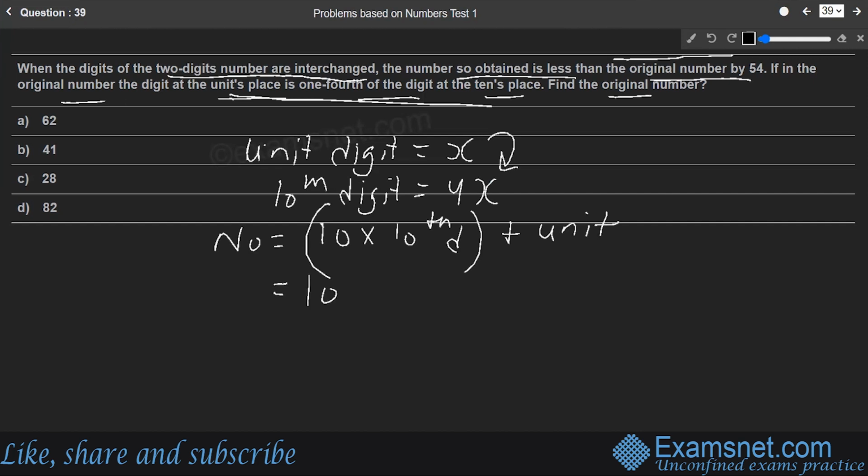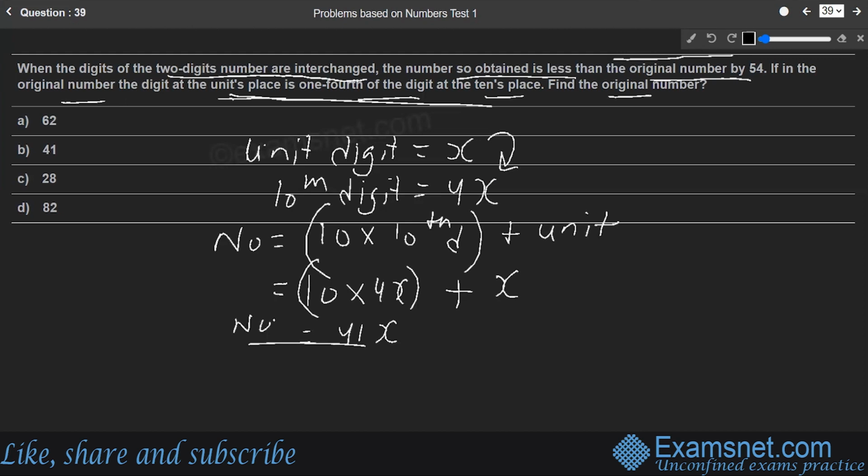10 times the 10 digit number is 4x. So it's going to be 10 into 4x plus the unit digit is x, which makes it 40x plus x, that is nothing but 41x. So this is the number we can represent as 41x.